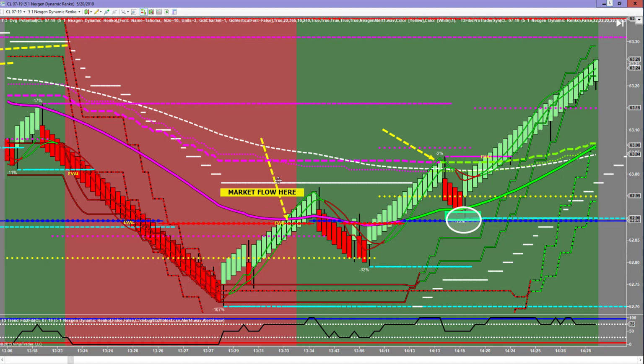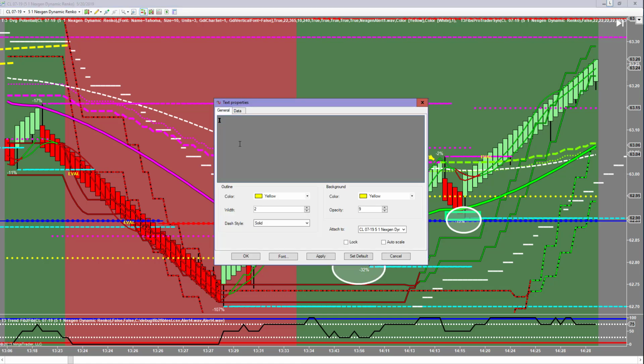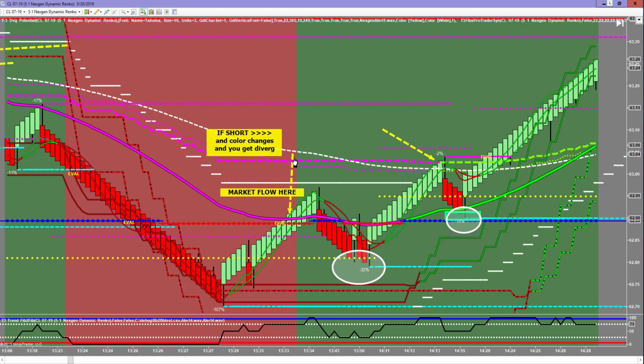Let me add one more piece of it. If you did go short here, and obviously if you survived, the reason that you get out, if you have divergence, let's just use a hypothetical: if short and color changes and you get divergence, I can't tell you how many times I say this in class. People get short here, and then they hang on for dear life after the color changes and they get divergence. Get out. Even if you take a little loss, it's okay. Look what happens.